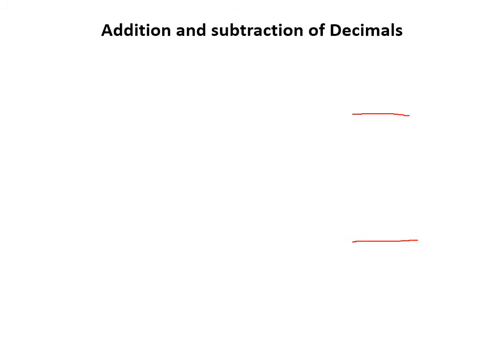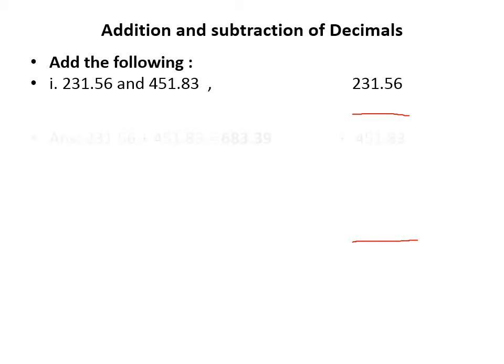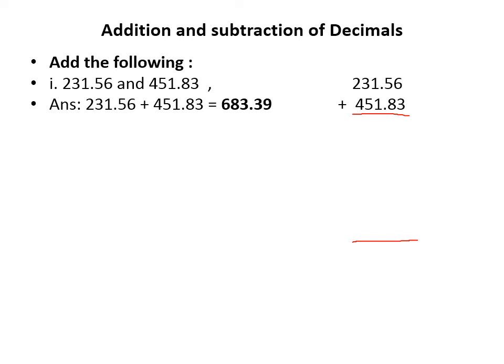Addition and subtraction of decimals. Already you learned the addition and subtraction of decimals. Let us revise. So add 231.56 and 451.83. This can be written with a plus sign. If you add this, you can add like normal addition, but there is a difference.